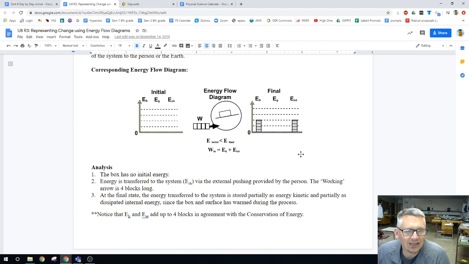Analysis. The box has no initial energy. Energy is transferred into the system, chemical energy, via the external pushing provided by the person. The working arrow is 4 blocks long. At the final stage, the energy transferred to the system is stored partially as kinetic energy and partially as dissipated internal energy, since the box and the surface were warmed during the process. Note that the energy kinetic and the energy internal add up to 4 blocks, in agreement with the conservation of energy.